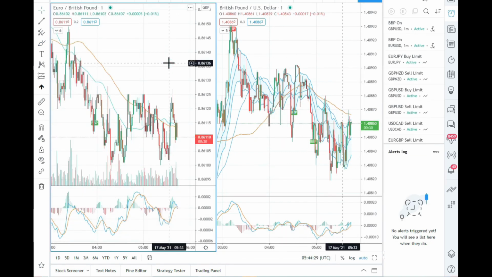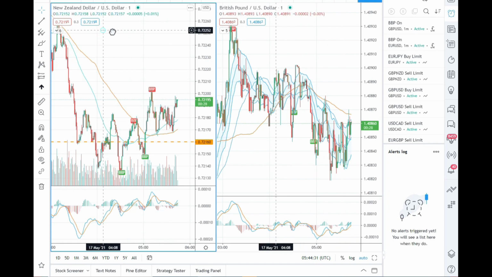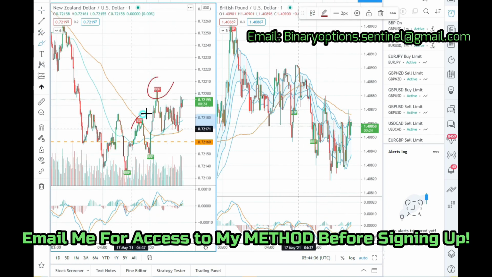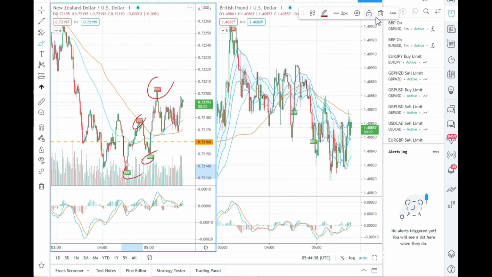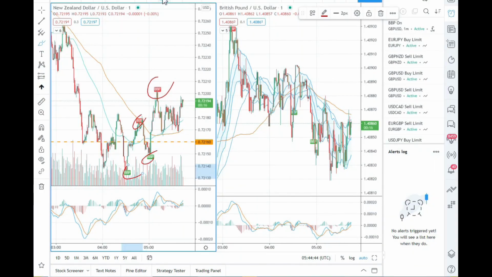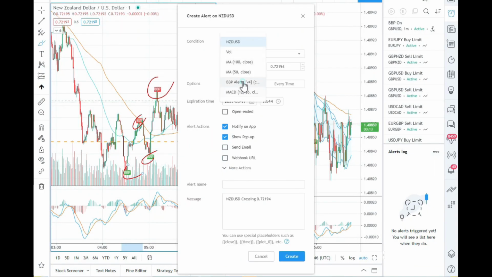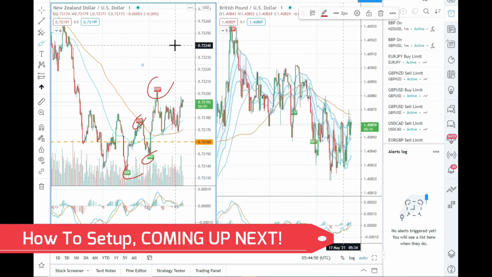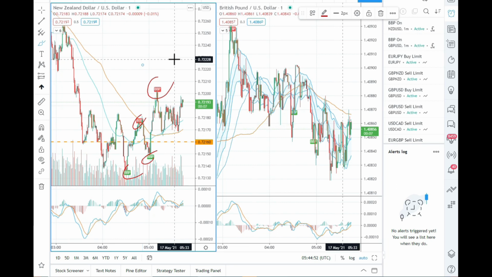Let me set on NZD/USD so there can be a different market situation, and you can see there are more triggers, more alerts that appeared. You can see on the right there's an alert, so I'm quickly going to set up NZD/USD, so you can just change it to BPP alert. Don't worry, I will touch on how to set this up later on. I'm just going to jump straight into the trade for this first half of the video.